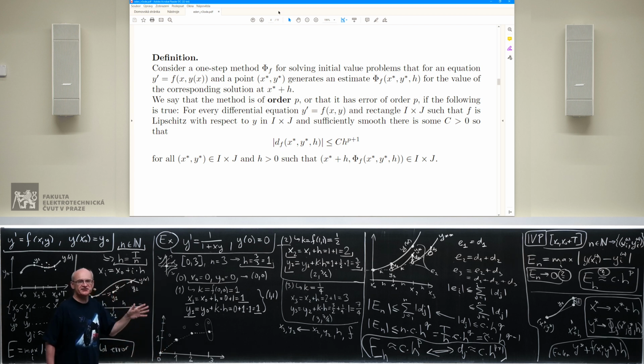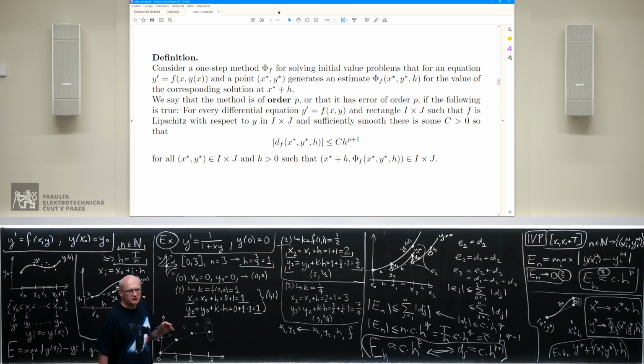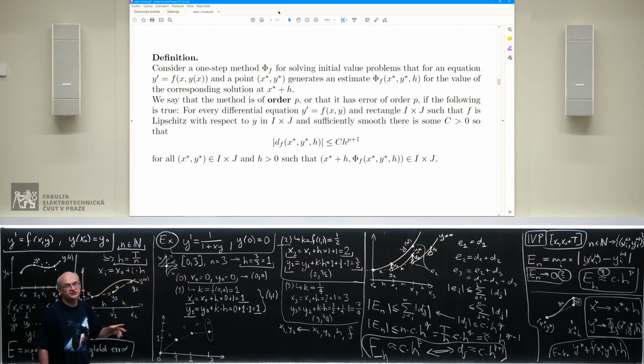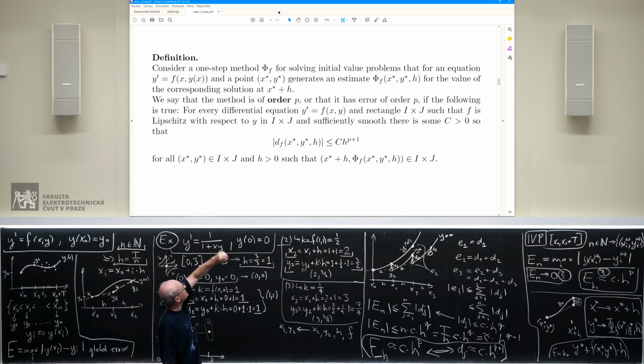So this brings us back to this lecture on Picard theorem. Picard theorem is probably the most straightforward way to guarantee that your differential equation will have a solution. And that's exactly what this middle paragraph is. When we are testing our method, we are testing it against differential equations where the right-hand side is Lipschitz with respect to y on some rectangle and sufficiently smooth.